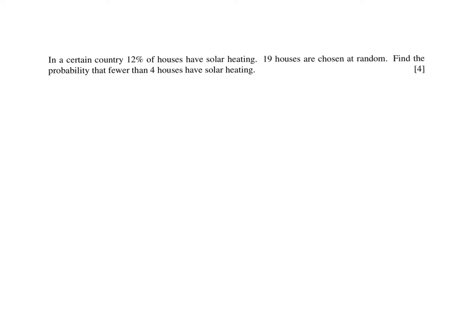So the first thing I'm going to do is write down what my binomial distribution is. I'm going to use x as my variable, and the B tells me it's a binomial distribution. For my first number, I put the number n, which is my 19. It's how many houses are chosen. And then I'm going to put my probability. So because 12% of houses have solar heating, the probability will be 0.12.